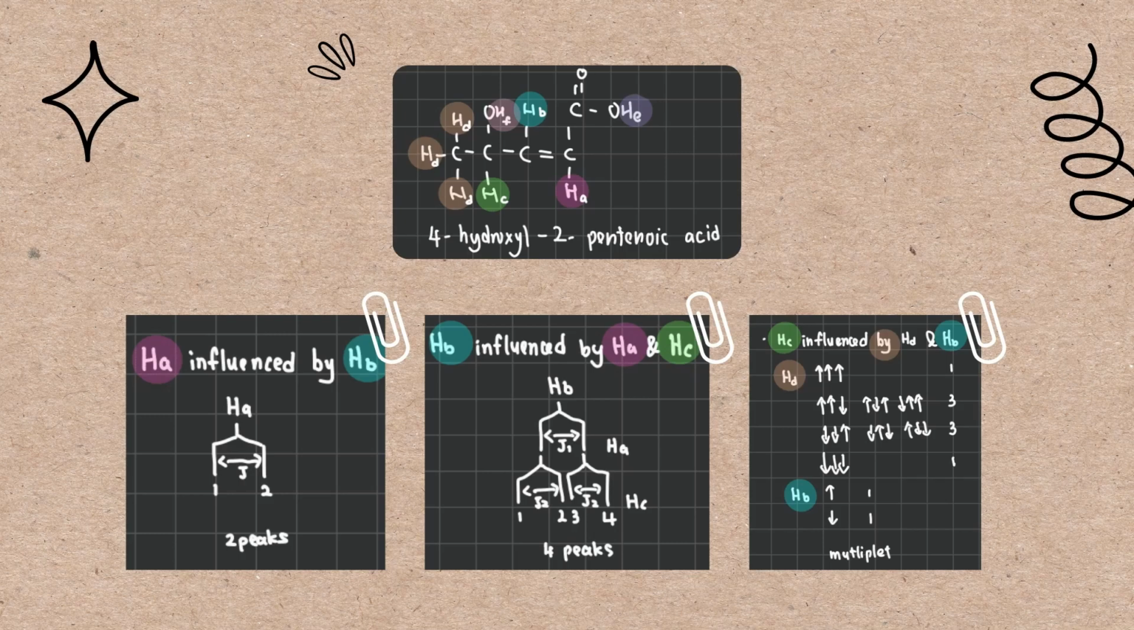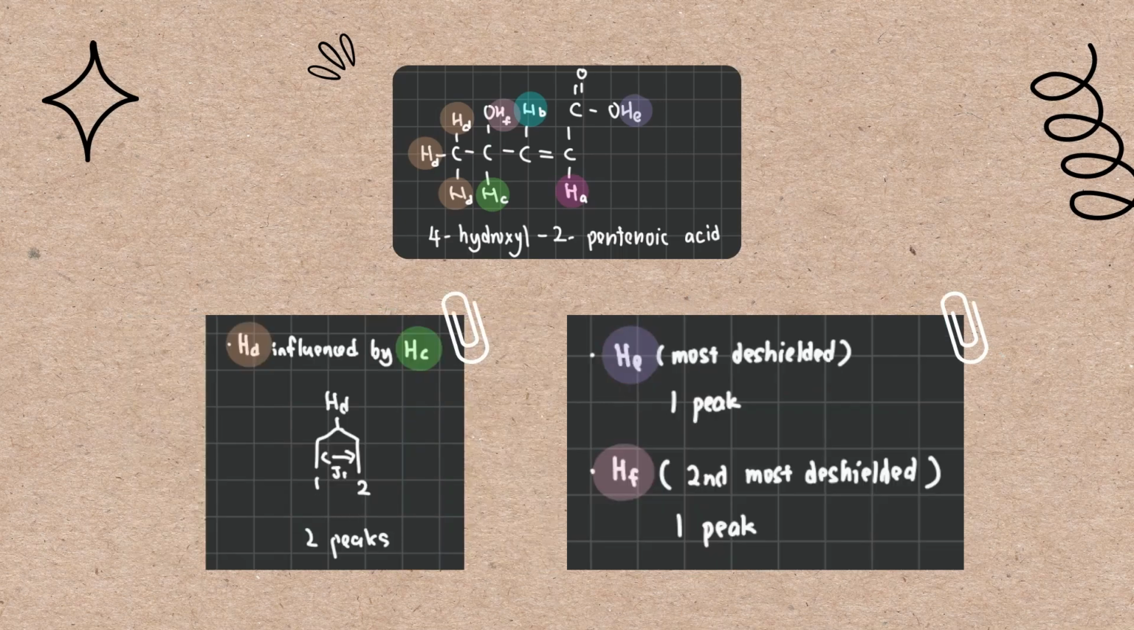For HC, it will be influenced by HB and HD, giving out multiplet peaks in the spectrum. HC is not influenced by HF because the distance between nuclei should be within 3 sigma bonds. Next, HD was influenced by neighboring HC and produced 2 peaks in the spectrum. Same as HC, HD is not influenced by HF because the distance between nuclei should be within 3 sigma bonds. For HE and HF, there will be only 1 peak for each nucleus in the spectrum because both of them are deshielded.